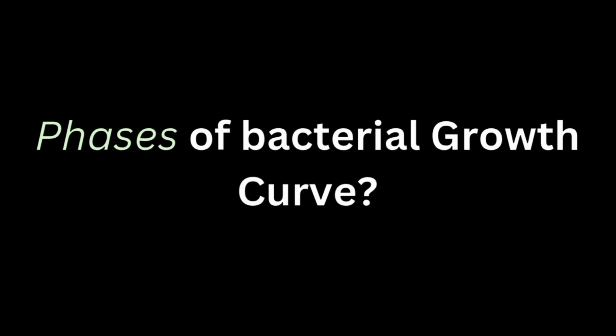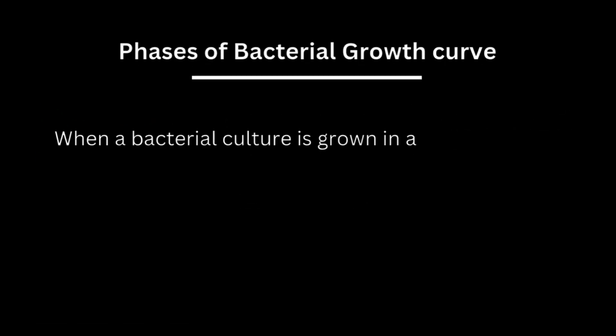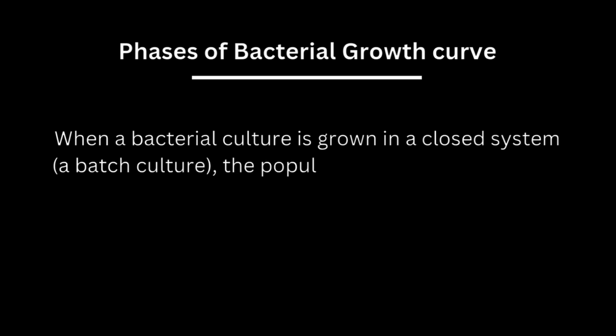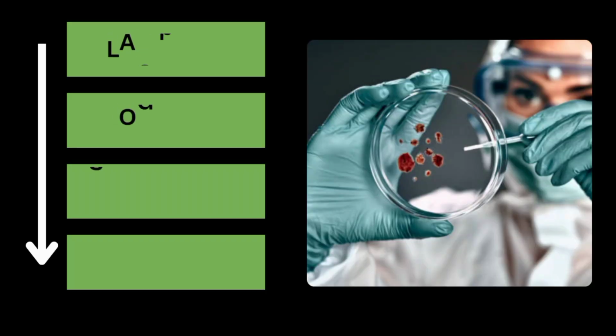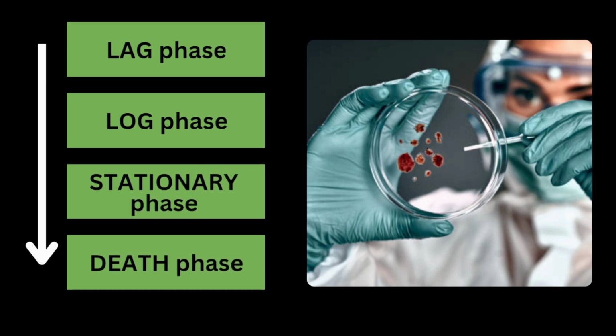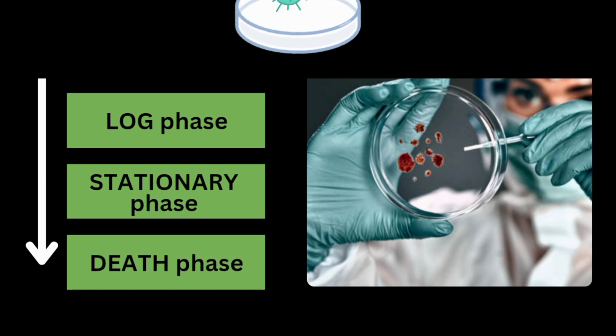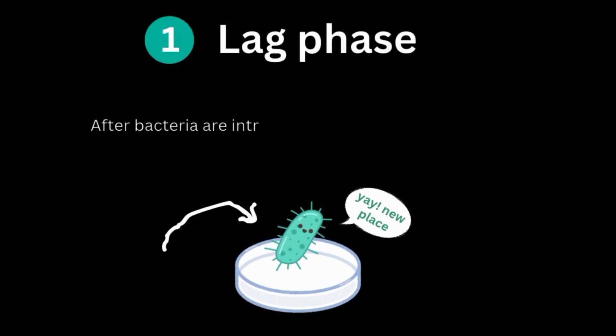So what are these stages or phases of growth? When a bacterial culture is grown in a closed system, a batch culture, the population typically undergoes 4 phases. These are 1. Lag phase, 2. Log phase, 3. Stationary phase, 4. Death phase. To obtain a growth curve, we have to grow bacteria in a culture medium.